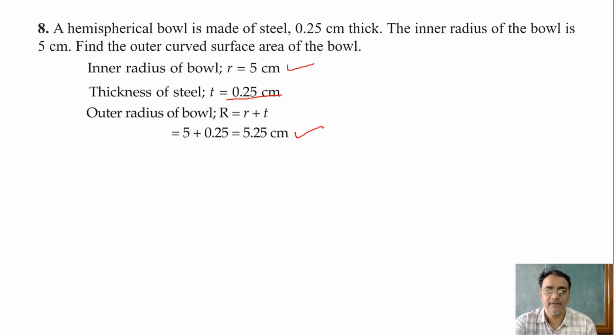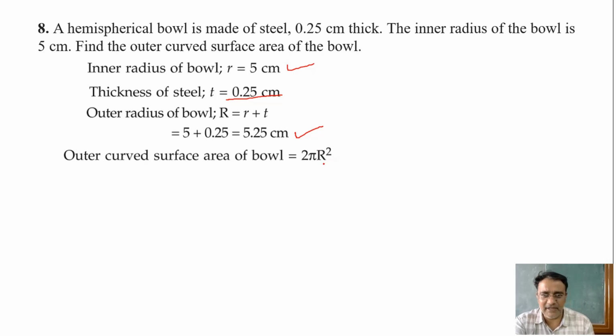Okay. So now we have to find the outer curved surface area of the bowl. So what is the outer curved surface area formula? 2 pi R square. Very good. 2 pi R square, capital R we have taken for the outer radius.